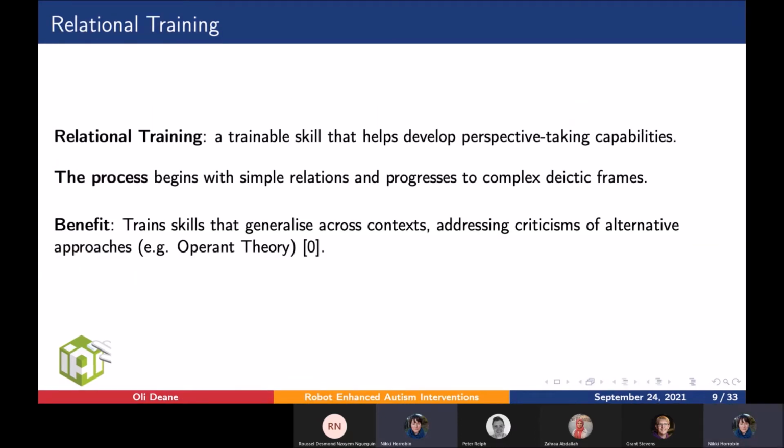So these relational responding skills represent a tangible skill that can be taught to autistic individuals to then develop perspective-taking capabilities. The process would begin with simple relational skills like same or different relations, and then progress to more complex deictic frames that have more direct applicability to perspective taking. The benefit here is that we're teaching underlying mechanisms of perspective taking that generalize across contexts. In doing so, RFT is addressing some of the criticisms of alternative interventions like operant theory that just use reinforcement techniques and don't generalize beyond the specific social scenarios they were trained with.